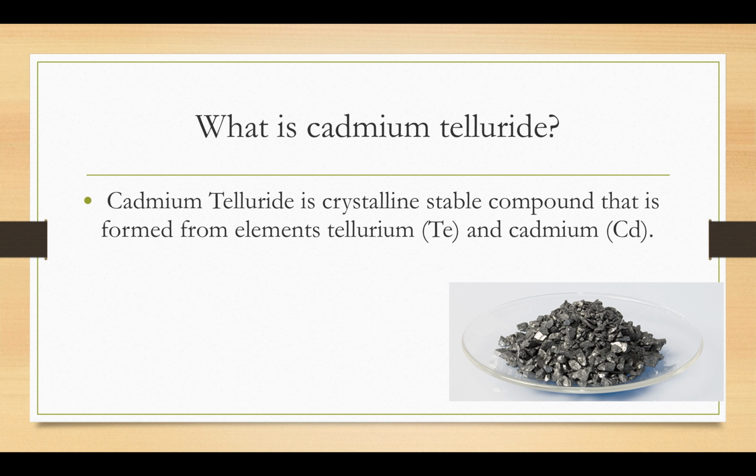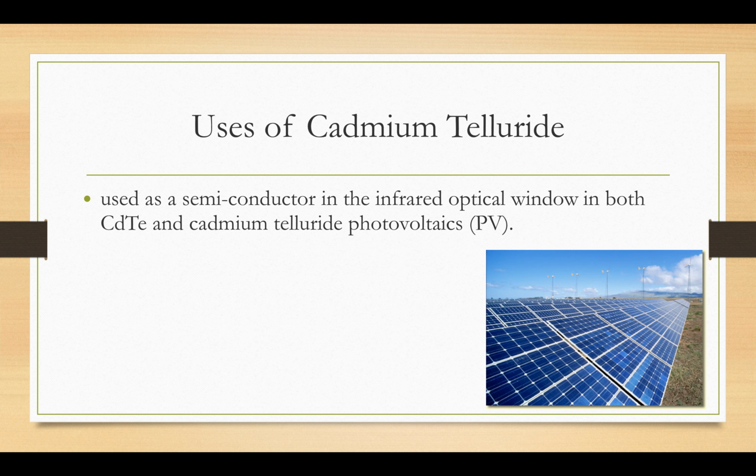What is cadmium telluride? Cadmium telluride is a crystalline stable compound that is formed from the elements tellurium and cadmium, as its name illustrates. What are the uses of cadmium telluride? Well, the main use of it is as a semiconductor in the infrared optical window in both cadmium telluride form and cadmium telluride photovoltaics form.